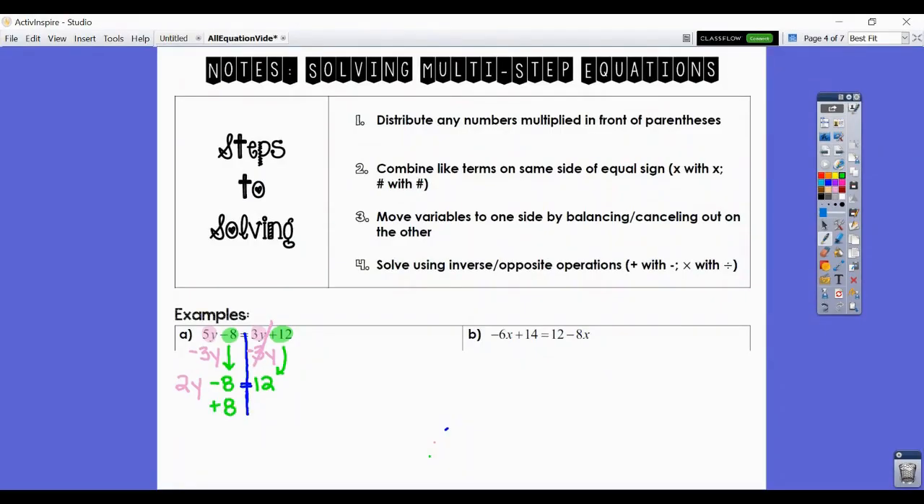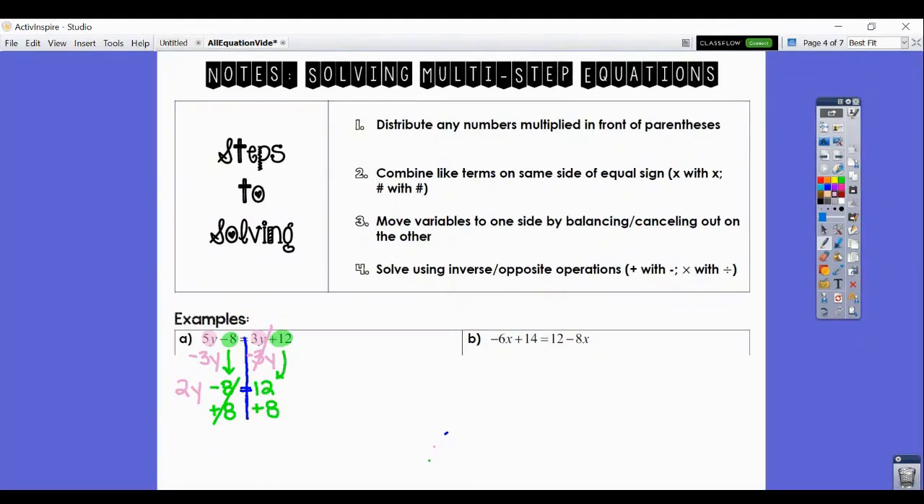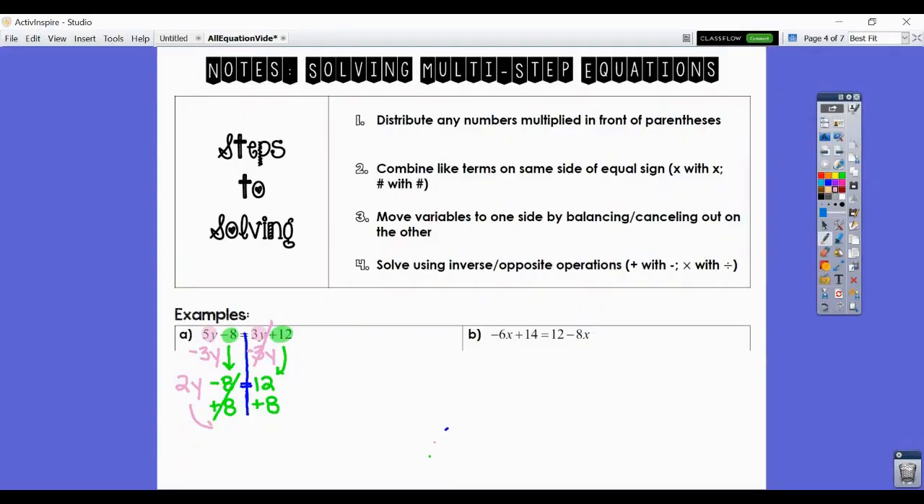So I'll have to do the opposite of subtraction, which is addition. Negative 8 plus 8 cancels out to 0. That's when I know I successfully canceled out and balanced my equation, moving my numbers to the other side, keeping my 2y on the left. 12 plus 8 comes out to be 20 on my right side. Variables are on one side, numbers on the other.